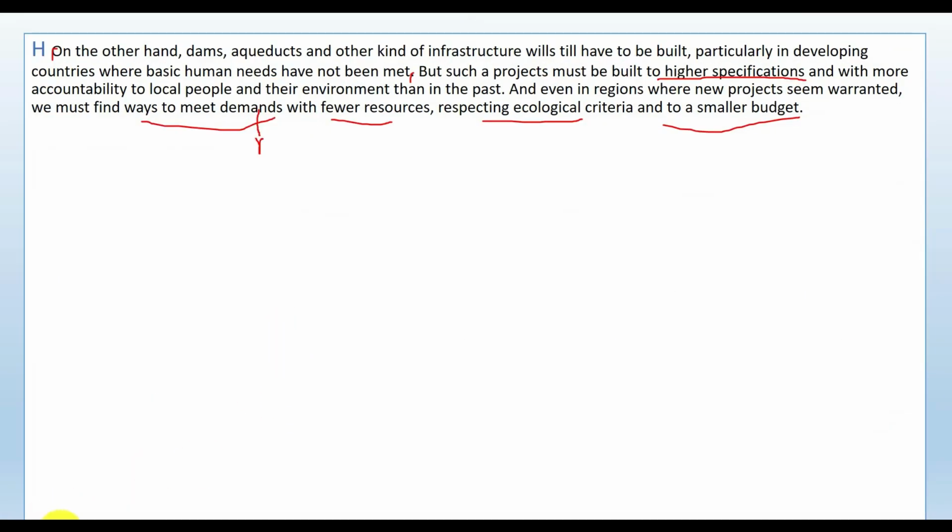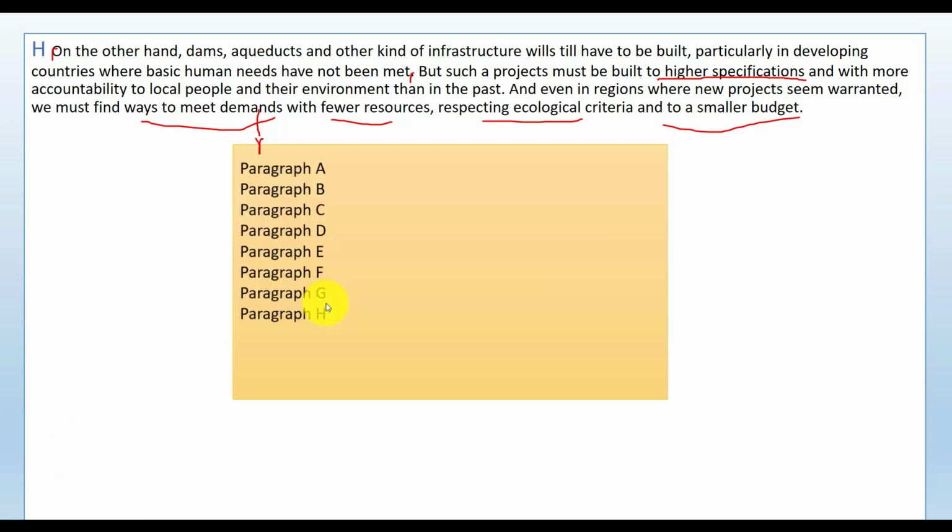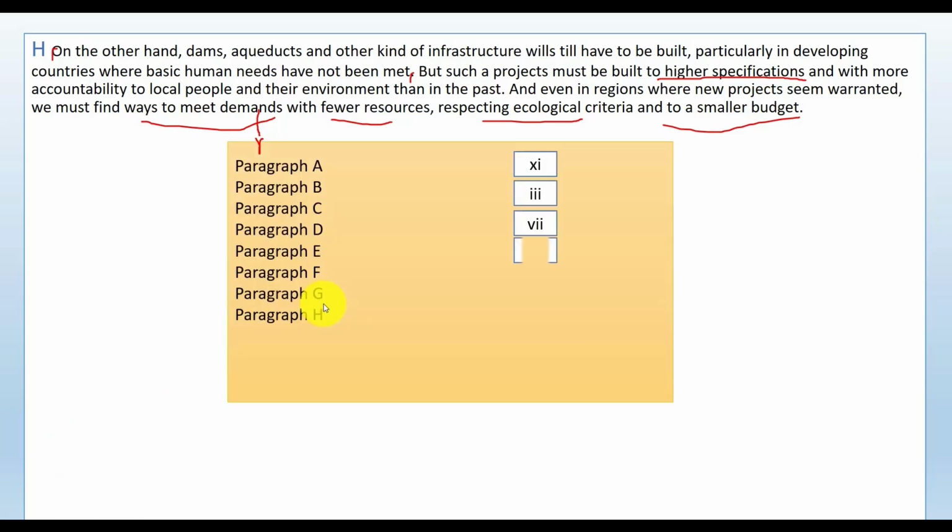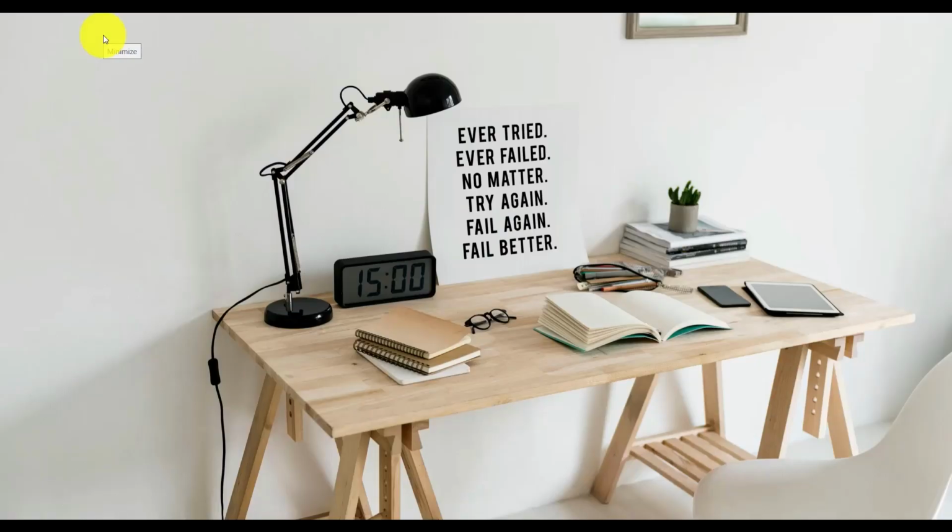Now let me turn off my pen and have here the answers as well. These are the answers. You can take note of the answers. Now let's take a break and continue our session.